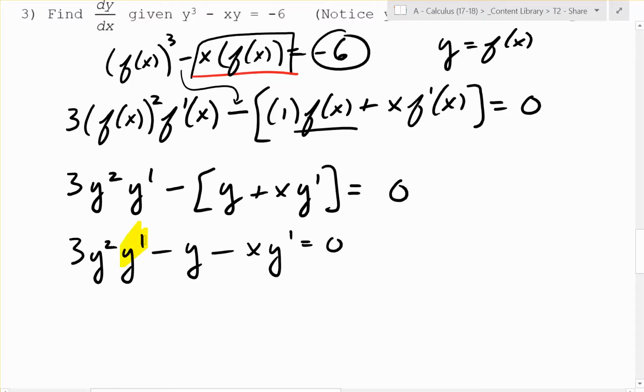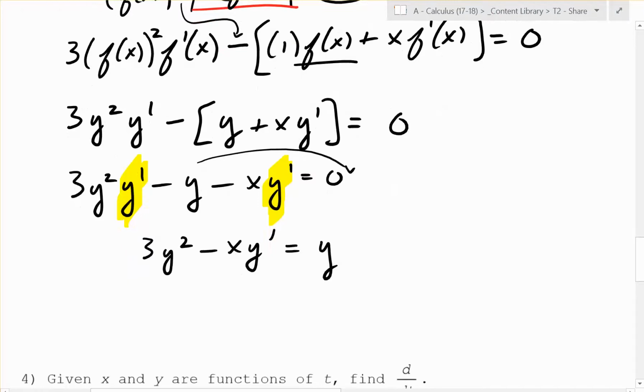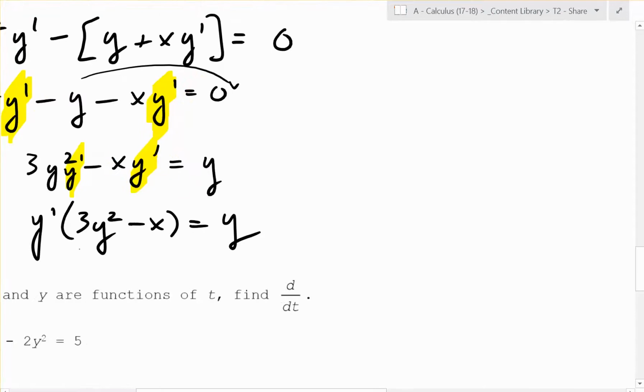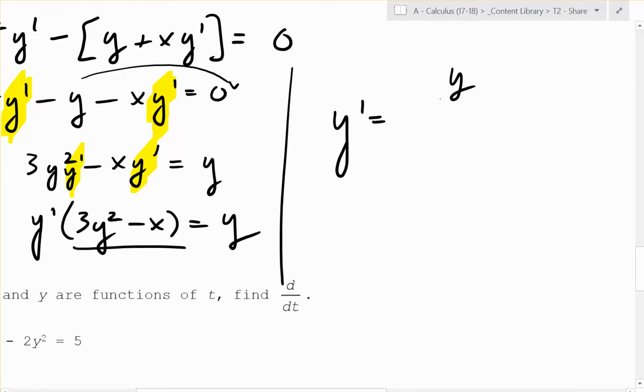We want to now isolate y prime. So let's put this other y on the other side. So you end up with 3y squared minus x y prime equals y. Oh, there's a y prime right there. Let's factor out those y primes. So you have y prime times 3y squared minus x is equal to y. Now we can divide both sides by 3y squared minus x. So we have y prime is equal to y over 3y squared minus x.